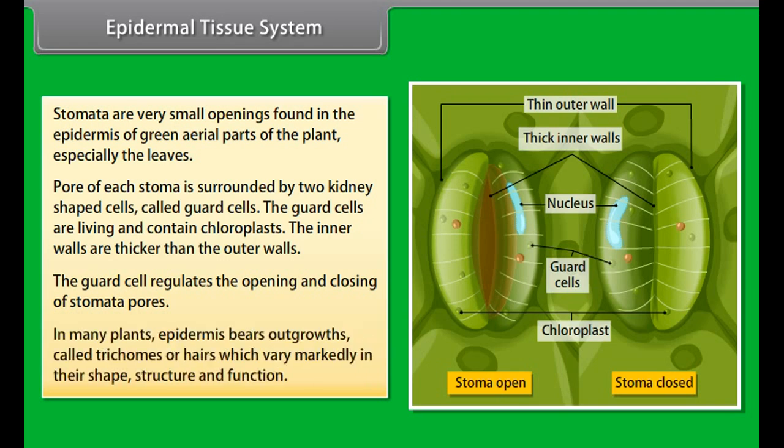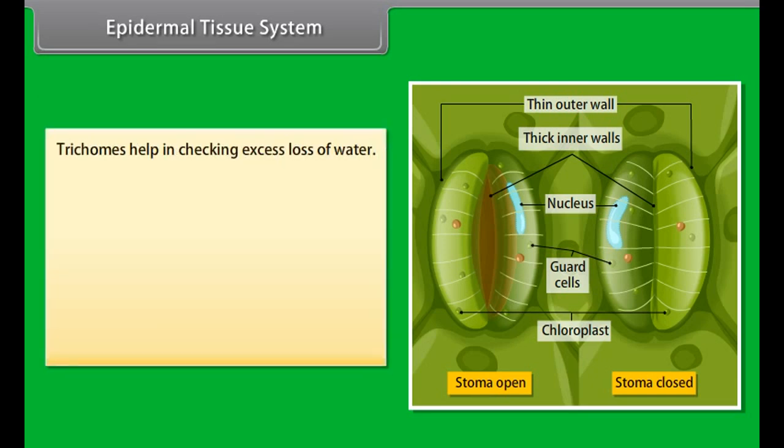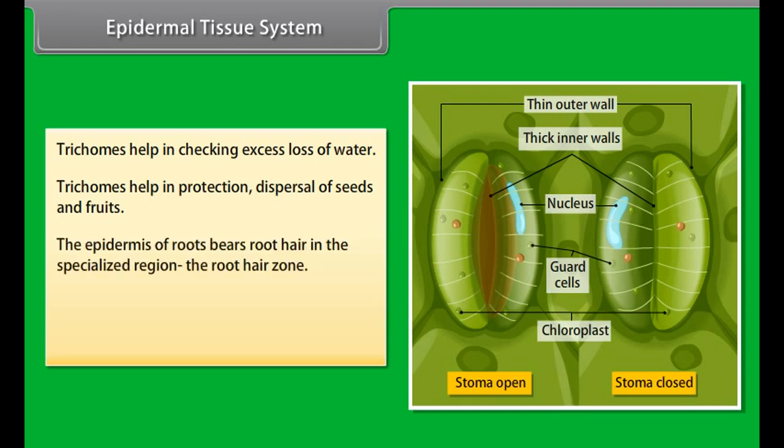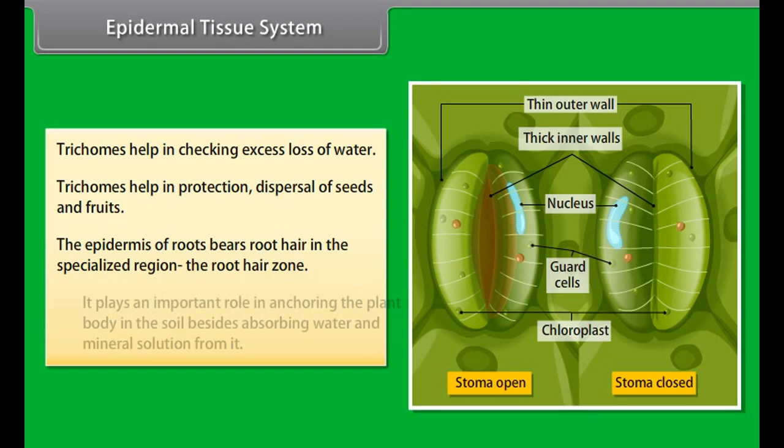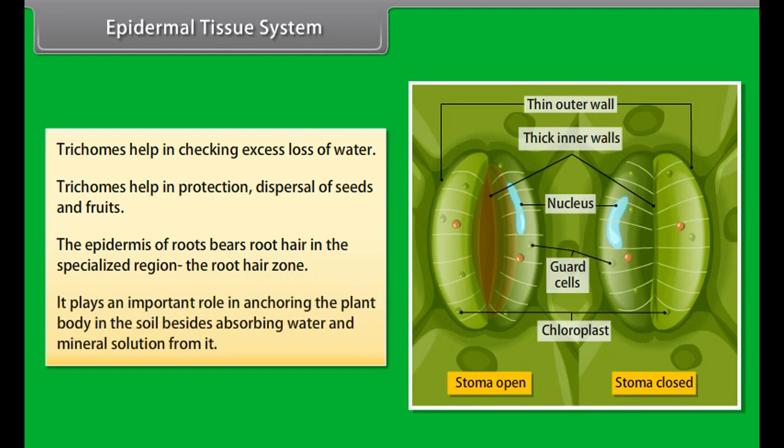In many plants, epidermis bears outgrowths called trichomes or hairs which vary markedly in their shape, structure and function. Trichomes help in checking excess loss of water. Trichomes help in protection, and dispersal of seeds and fruits. The epidermis of roots bears root hairs in the specialized region, the root hair zone. It plays an important role in anchoring the plant body in the soil besides absorbing water and mineral solution from it. The ground tissue system.